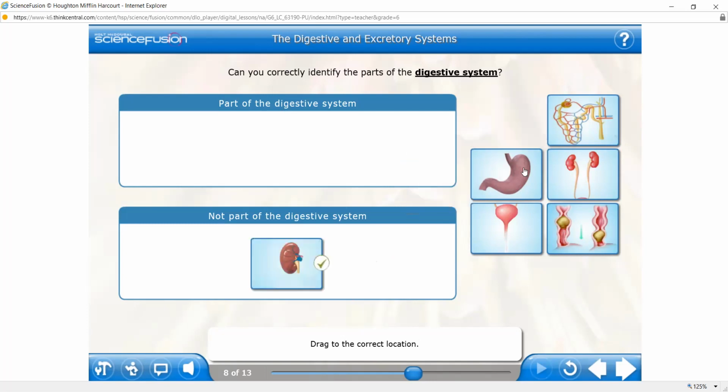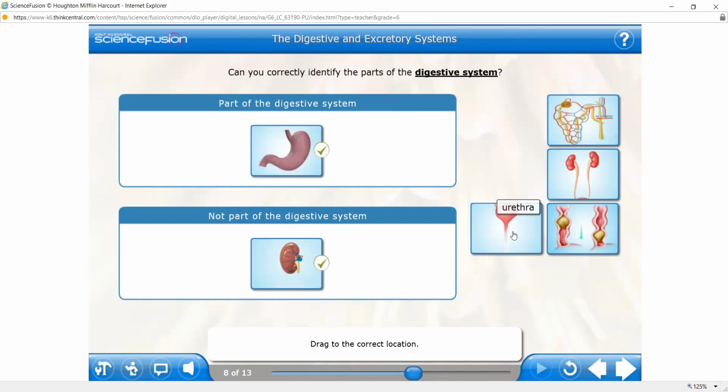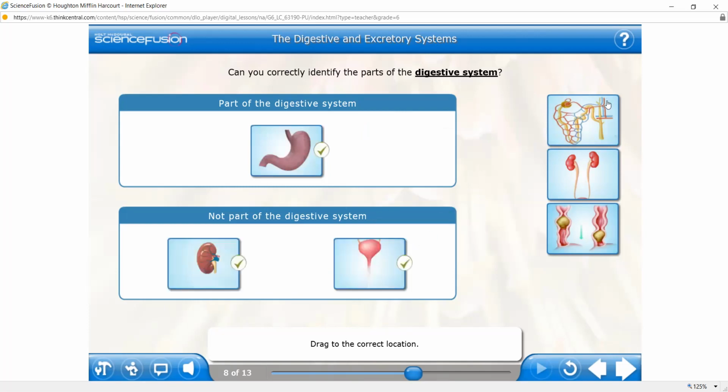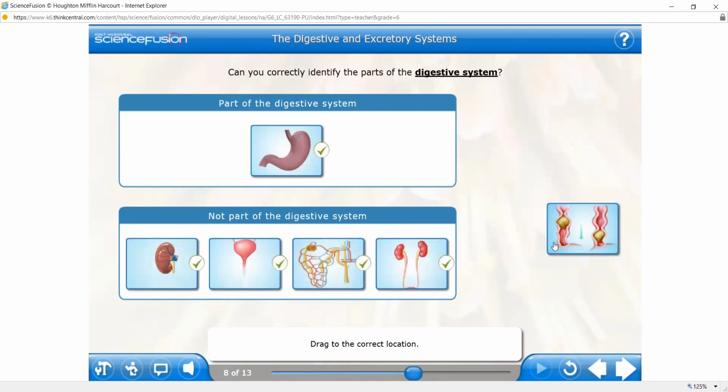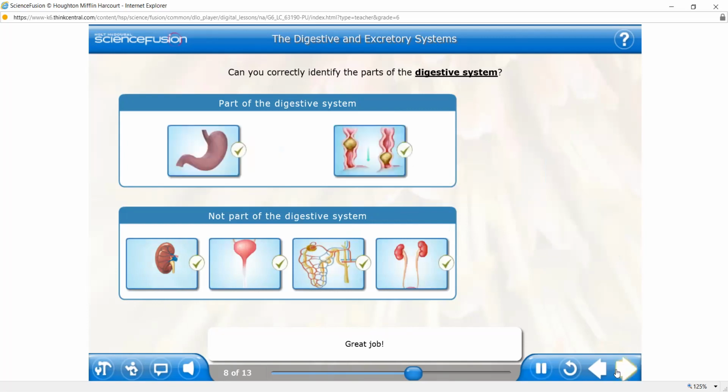It is external. How about stomach? Yes. How about urethra? No. Nephron? No. It's present inside the kidney, so it is not. Ureter? No. Esophagus? Yes. Well done. Excellent. Great job. You know about this, that's why I'm not asking you. Okay, I know that you and Vati know about this very well.